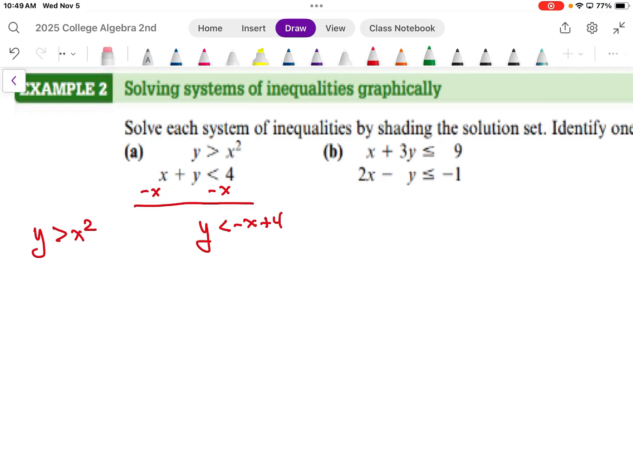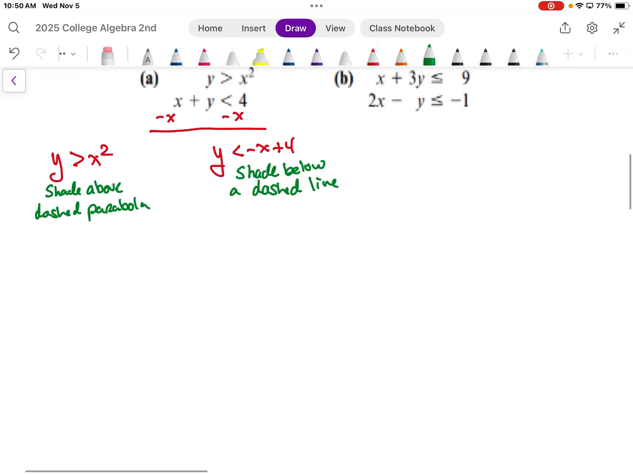And then I'm going to indicate with the parabola, shade above, dashed parabola. And then on the other one, I'm going to indicate that I'm going to shade below a dashed line. So I just made a couple little notes here real quickly: what type of line I need to draw for each one of them. They both end up needing to be dashed. One I get to shade above, the other one I get to shade below.